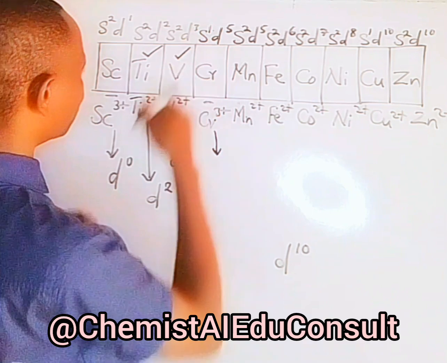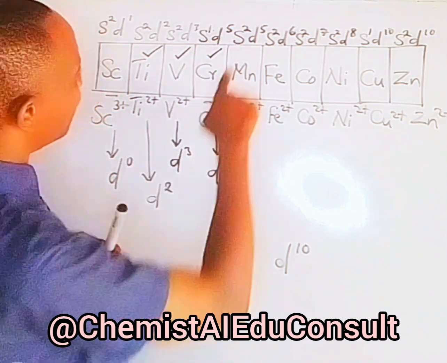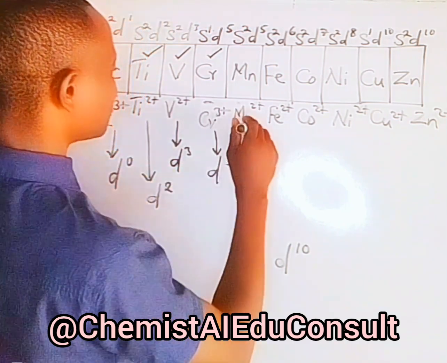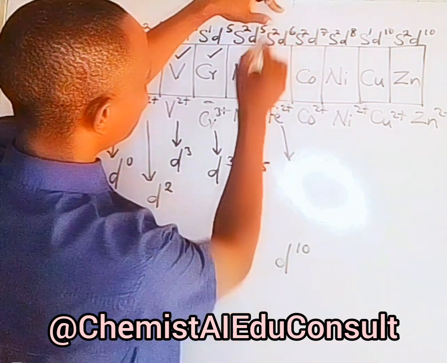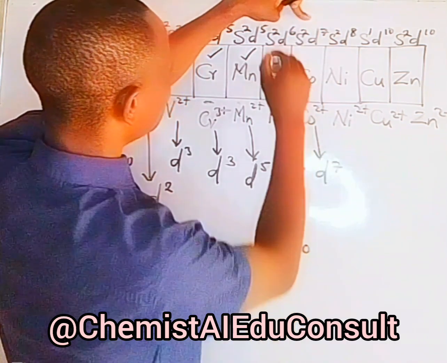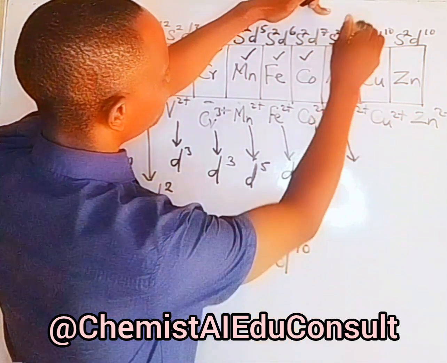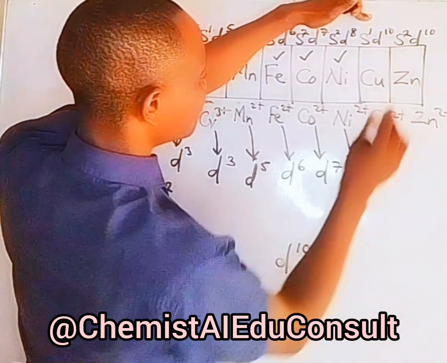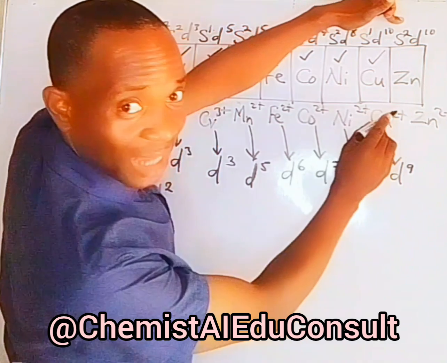Chromium, 3 electrons lost. Out of 6 now, 3 has been lost, d3. So chromium is transitional. Manganese, after losing two from s orbital, we still have d5. For iron, after losing 2 from s orbital, we have d6. Cobalt, of course, d7. So both iron and cobalt are transitional. Nickel, after losing 2 from s, we have d8. So nickel is transitional. Copper, after losing 2, we have d9. So copper is transitional.